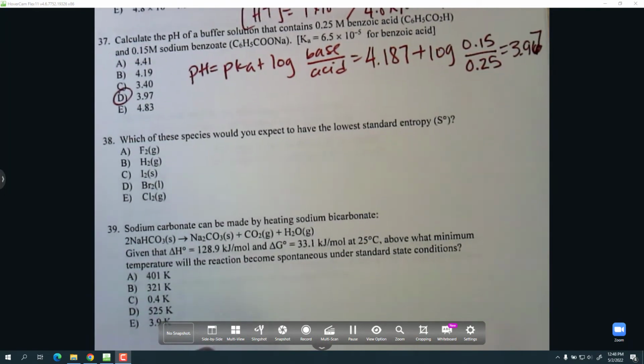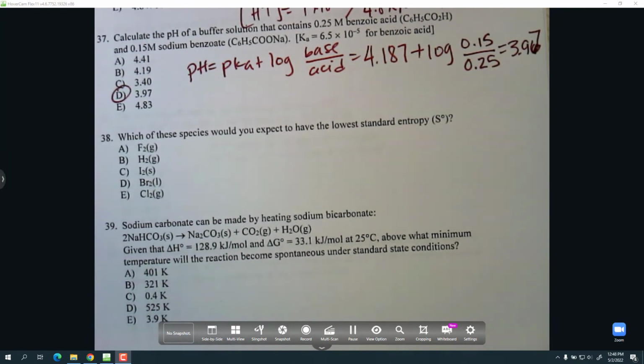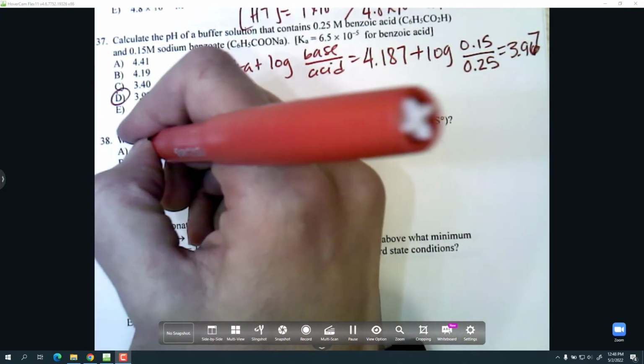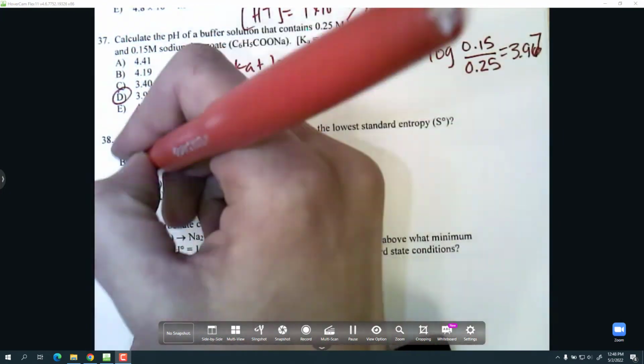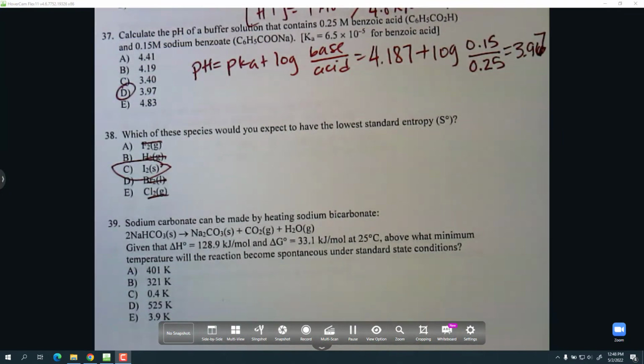Which of these species would you expect to have the lowest entropy? Remember, gases have the highest entropy. There are lots of gases here. There's a liquid here. Solids have the least entropy in terms of phases, and so that's what I would pick. We could also start looking at, I guess in this case, just the phases here. Solids are the most ordered.